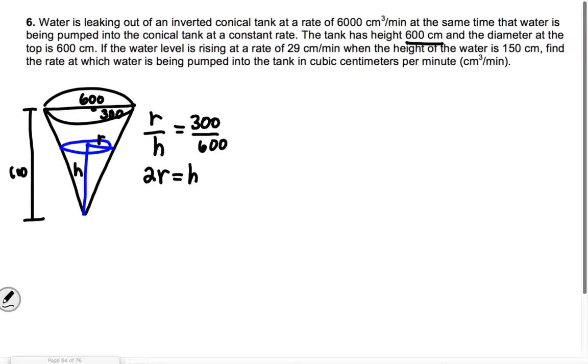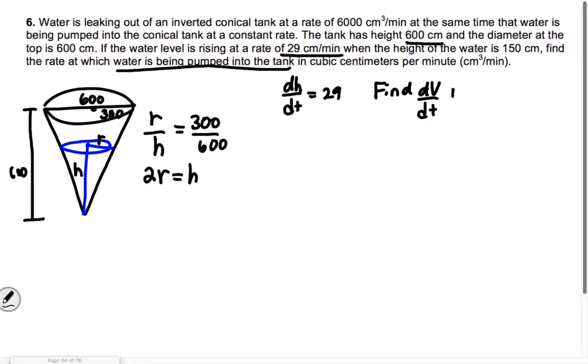All right, and all we're going to do is think about the change in volume altogether. I'm not going to worry about what's coming in and what's coming out until the very end, okay? So we know that the water level is rising at 29 centimeters per minute, and we want to find the rate at which the water is being pumped into the tank. So I'm just going to find generic dV over dt when h is equal to 150.